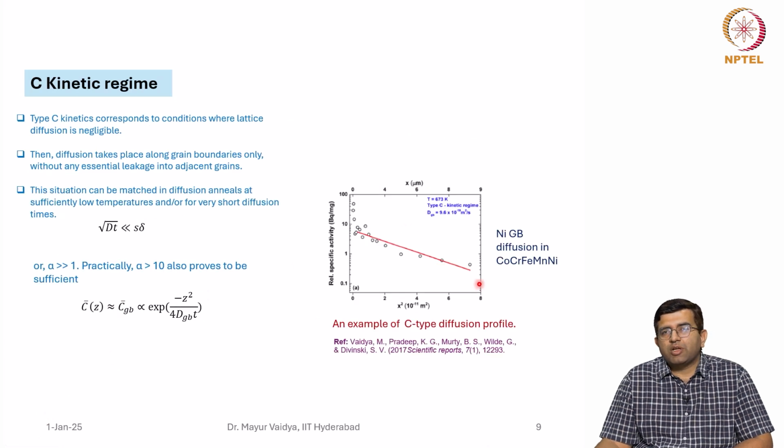So, this is a typical profile in the C kinetic regime, where you see that the initial part is very less. This is obtained from a sectioning experiment, and here the DGB is obtained by fitting the straight line, and this is the value that is presented here.